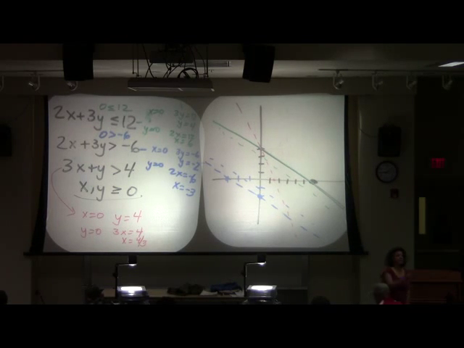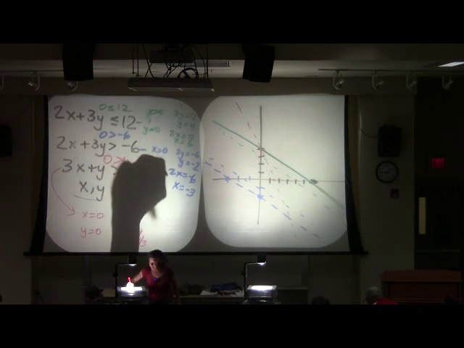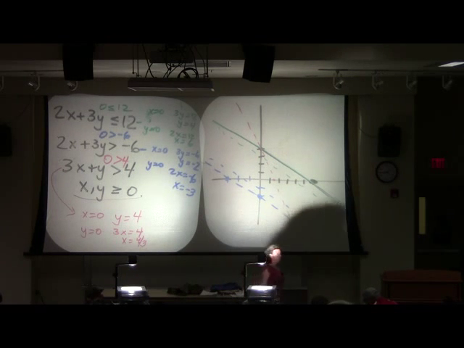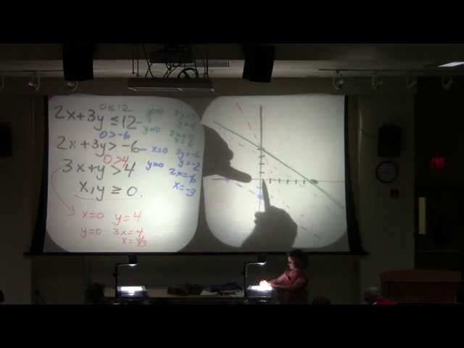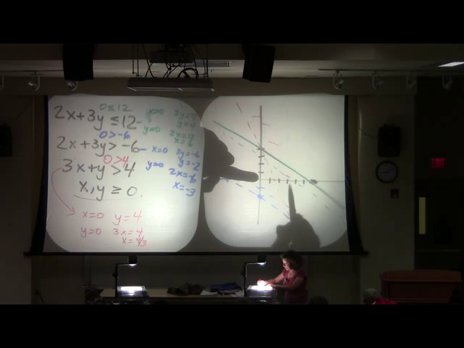Next, test point. How about 0, 0 again? If I plug that in, I get 0 is greater than 4. What do you think about that comment? No, 0 is not greater than 4. So am I going to shade on the side of my line where 0, 0 lives? No, I'm going to shade on my other side.